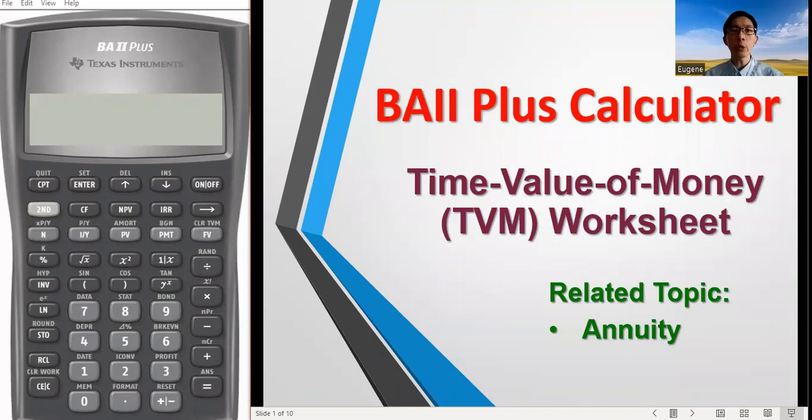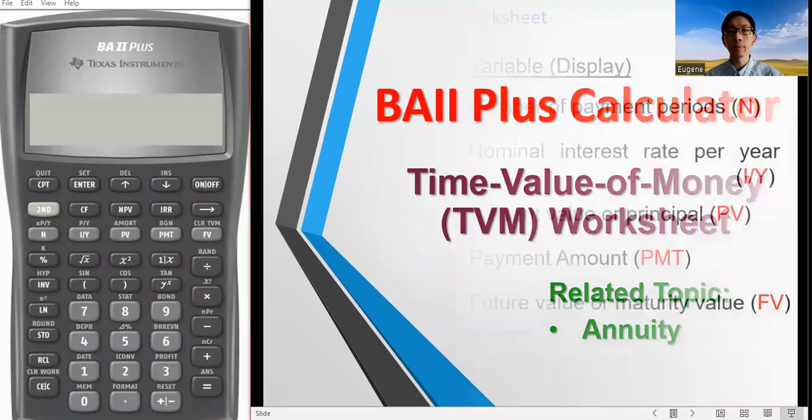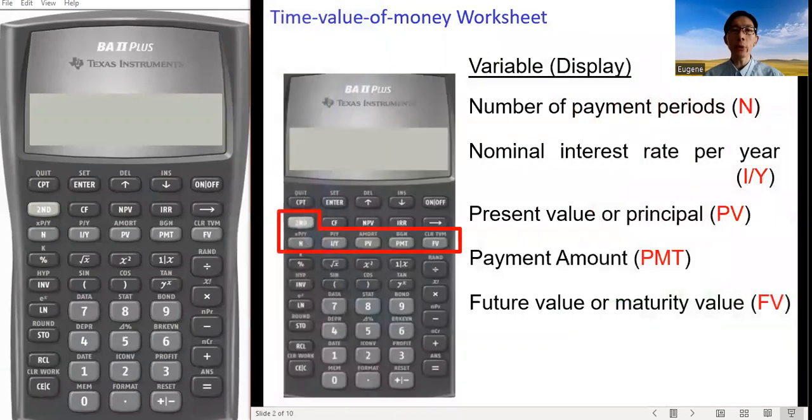Hello everyone. In this video, we continue with the TVM worksheet, but now focusing on annuity problems. For annuity problems, we use the same 5 primary keys of the TVM worksheet, but the definition for the variable n is changed. Now, n denotes the number of payment periods. And then the remaining 4 variables, the definition remains unchanged.